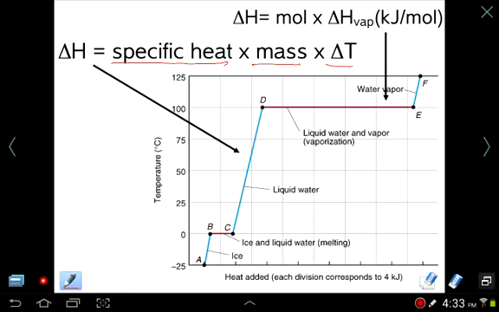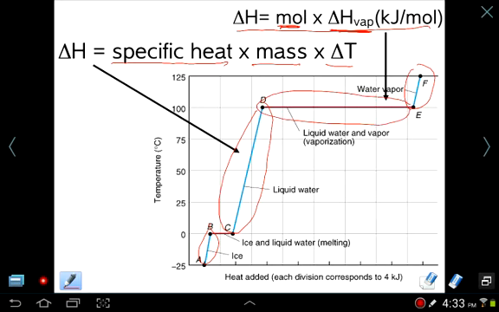So this equation you use anytime you're going through a diagonal portion of the heating curve, when you're heating the liquid, heating the solid, or even heating the gas. The second equation that we'll use has just 2 terms in it. It has moles and then something called heat of vaporization, which we'll take a look at in a minute. And this equation you use for the 2 flat portions of the curve.